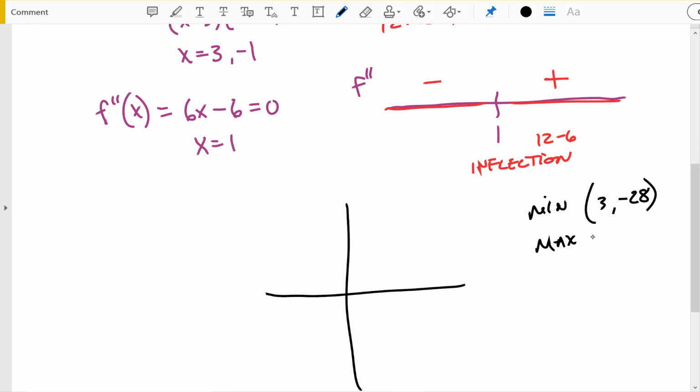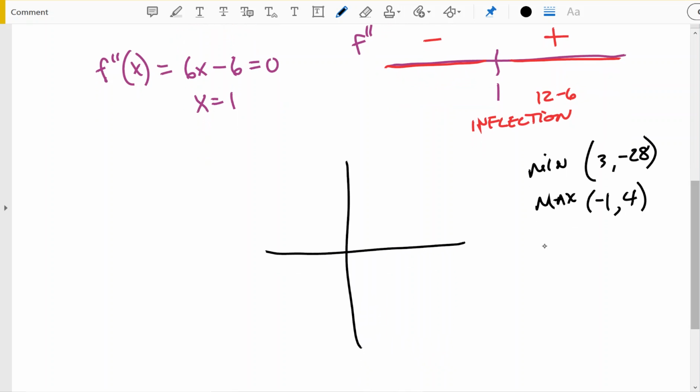Doing the same with the max. The maximum value, remember, was when x was negative 1. And that will happen when y is equal to 4. Again, plugging it into the original function. And same with the inflection point. That is when x is equal to 1. And we get a y value of negative 12. And so I'm going to go ahead and graph those points.